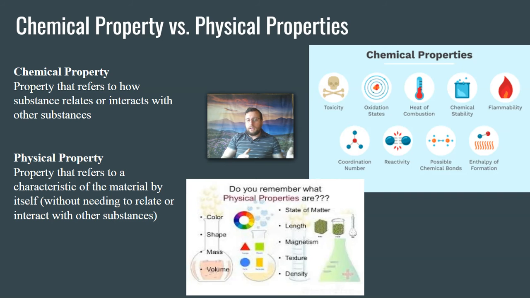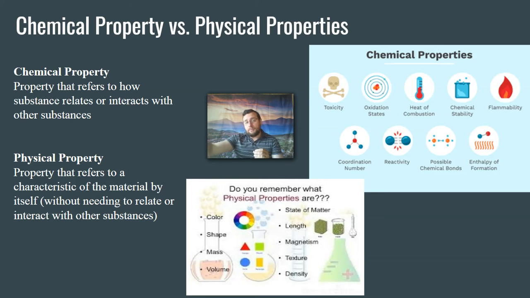While a physical property, such as color, shape, mass, volume, texture, if it's magnetic or not, the length of it, the state of matter it's in, and several others we're going to talk about in the next set of videos, are all going to be examples of physical properties because you don't need another chemical to react to your chemical in order for you to know about those properties. So you can investigate those properties without another chemical reacting to it, then it's a physical property.